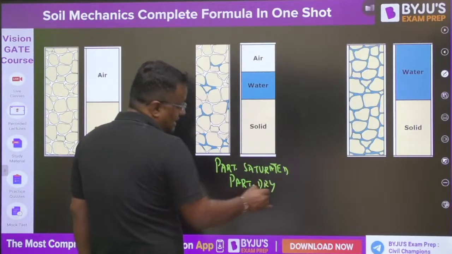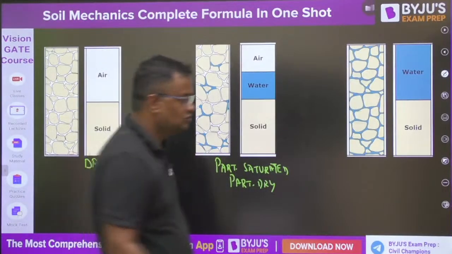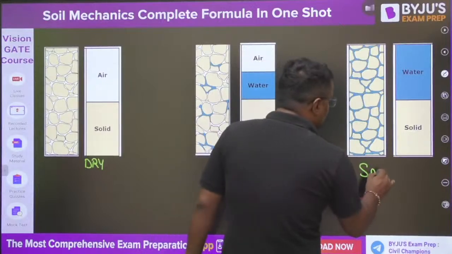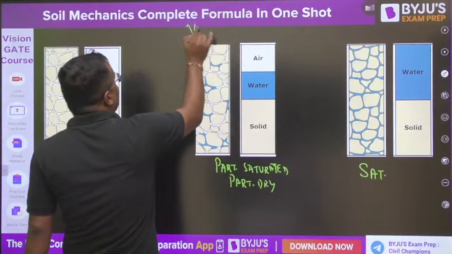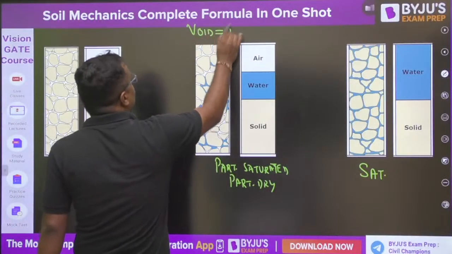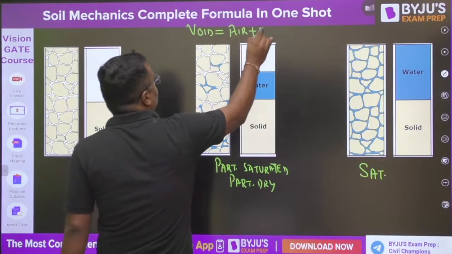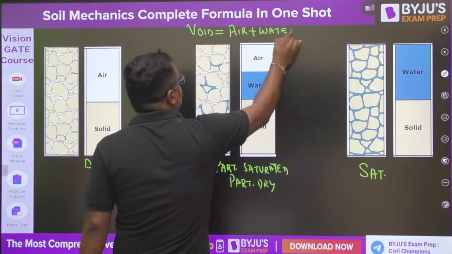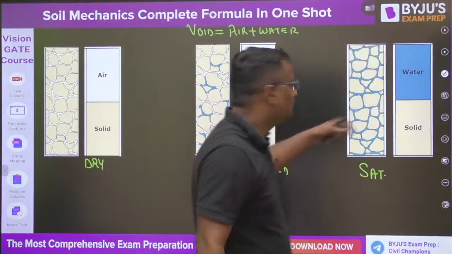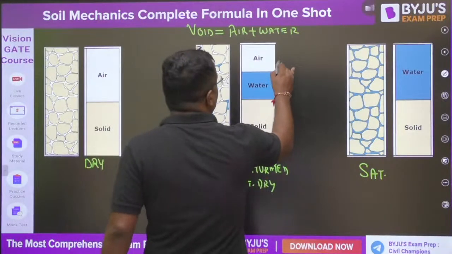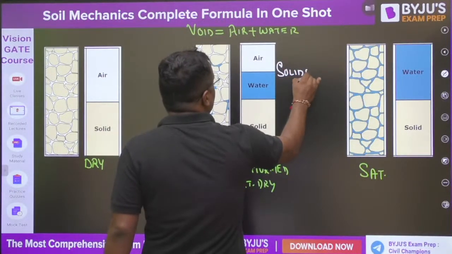Partially saturated. If it is partially water, then it is also partially dry. And it is saturated. Guys, void does not mean air. Void means air plus water both. And guys, please listen to one thing: the volume of solid or weight of solid will be constant. Solids will be constant.